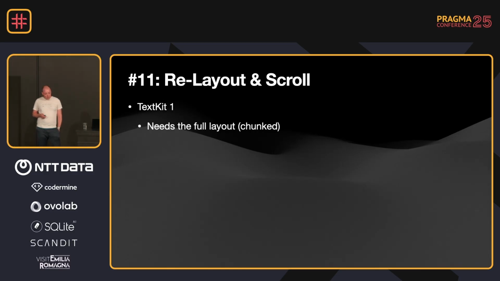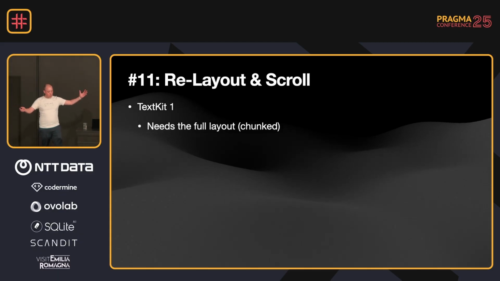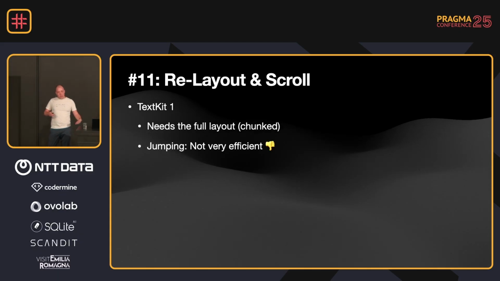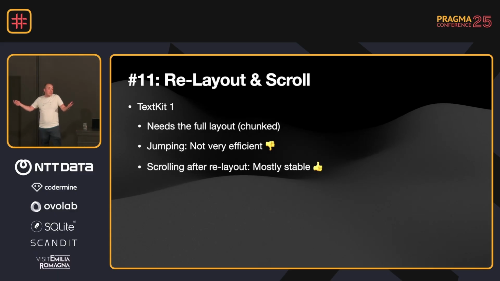Okay. So the big difference between the two systems is, in TextKit 1, it always needs the full layout. It's chunked, it's in parts, but it always needs a lot of layout to do anything, which means that jumping to certain points in a very long document is really slow because it needs to do a lot of calculations ahead. But scrolling after layout is usually mostly stable because it already has everything calculated.